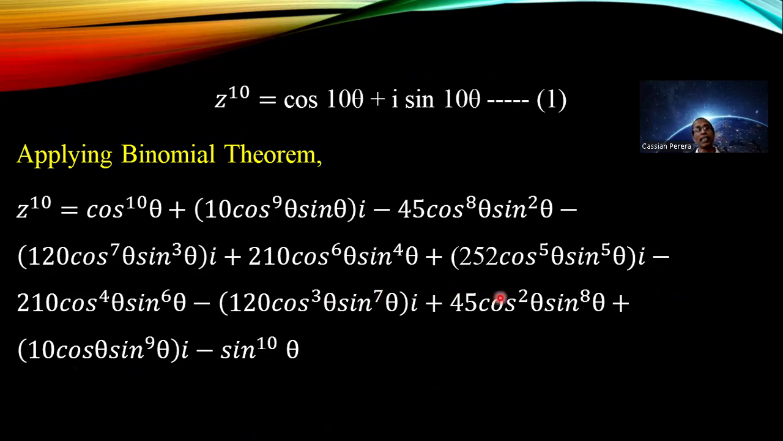But how do you find the coefficients of these terms? They come from Pascal's triangle, or using the binomial theorem, we can find them as 10CR, where R ranges from 0, 1, 2, up to 10. Then the coefficients become 1, 10, 45, 120, 210, 252, 210, 120, 45, 10, and 1.